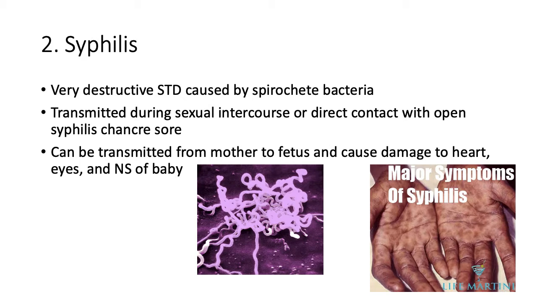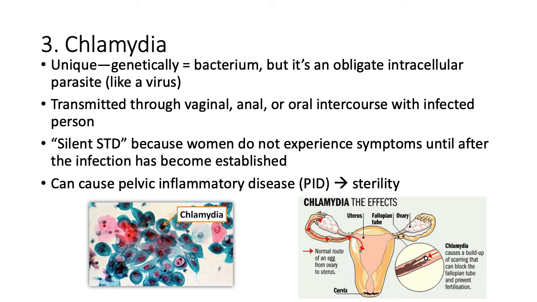Okay, a third type of sexually transmitted disease is chlamydia. When you sequence chlamydia genetically, it is a bacterium, but it's more like a virus in its behavior. It's an obligate intracellular parasite, which means it needs a host, transmitted through vaginal, anal, or oral intercourse.